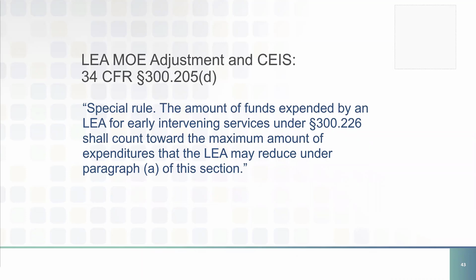Here is a special rule under 34 CFR section 300.205(d). Let's talk about it. The total amount used for CEIS and LEA MOE adjustment together cannot exceed the lesser of the total maximum amount available for the LEA MOE adjustment or CEIS. Once again, it's suggested that you contact the BSE regarding the use of the MOE adjustment.